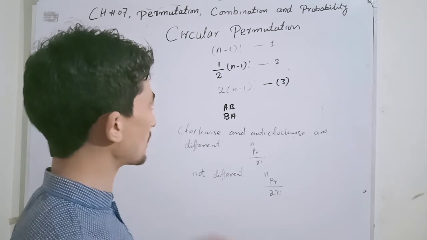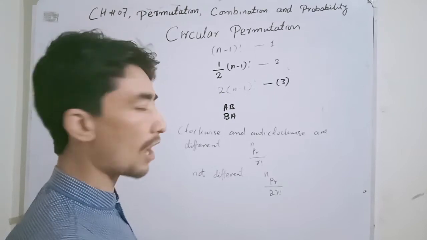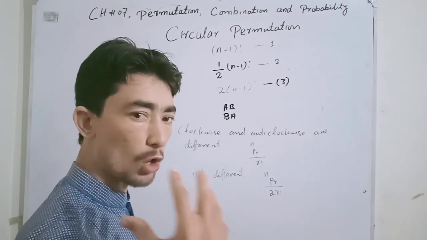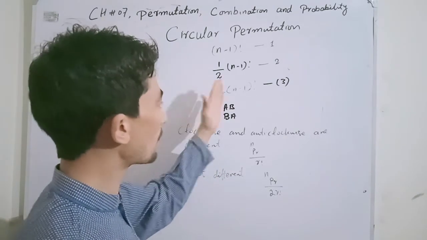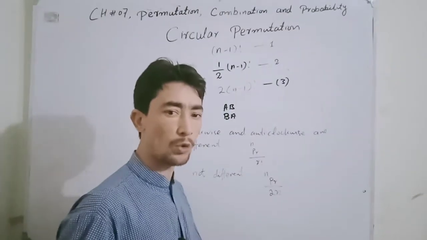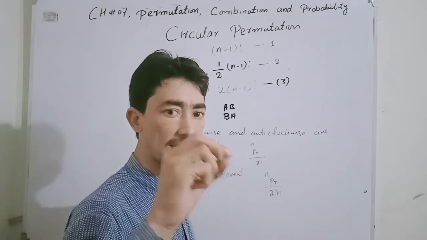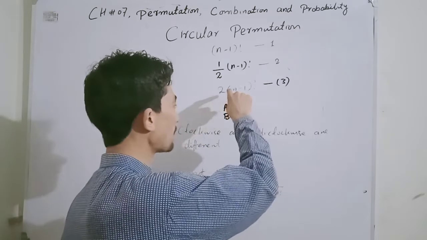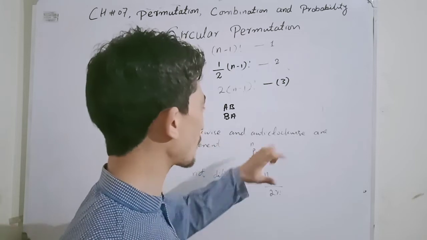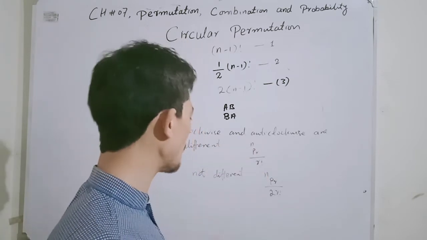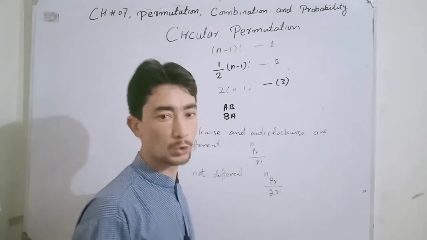So keep in mind students, again n minus 1 factorial for n different objects, 1 over 2 times n minus 1 factorial for those objects in which some half part is same and half part is different. And 2 times n minus 1 factorial means if you want to permute the objects in a circle and two objects are placed at the same place, so at that time we use the formula 2 times n minus 1 factorial. And the next one is clockwise and anti-clockwise are different, so nPr divided by r. And if the clockwise and anti-clockwise orders are not different, we can use the formula nPr divided by 2r.